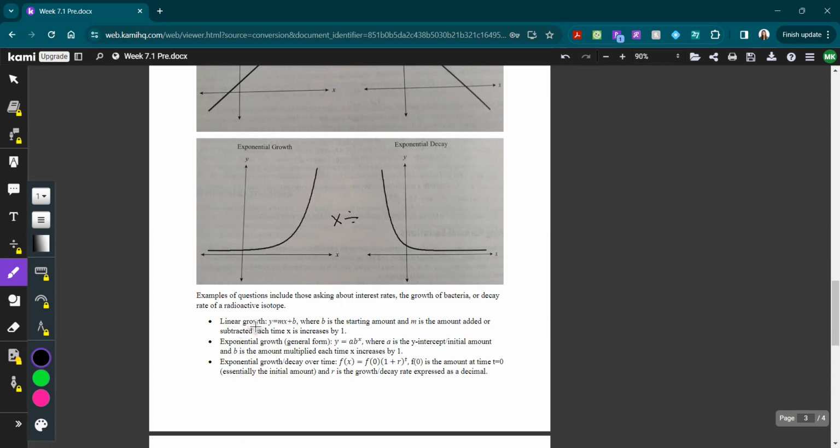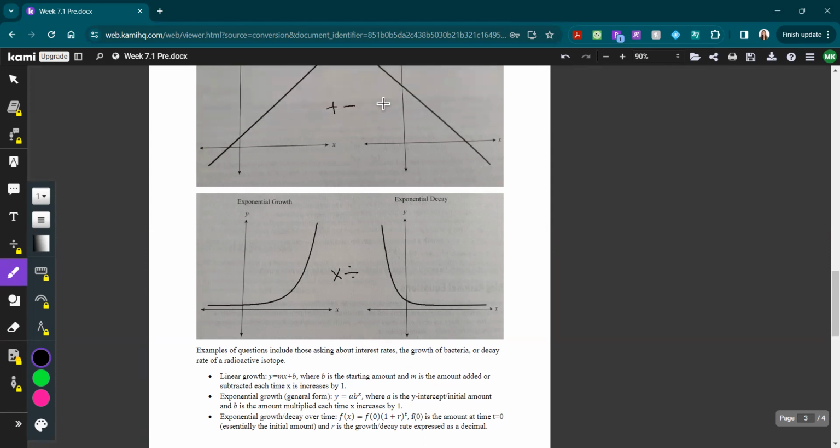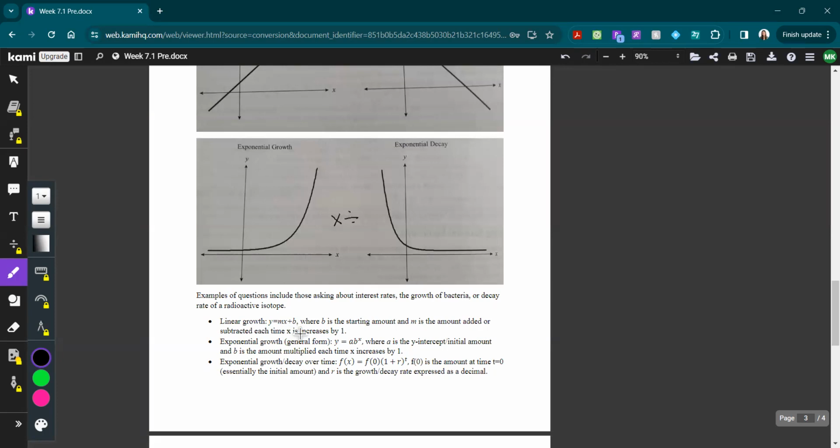So linear, it doesn't actually have to be linear growth. It's just any linear, straight line. You're generally given the equation of y equals mx plus b. If that rings a bell, that is the equation of a straight line, the slope-intercept form specifically, where b is the starting amount, aka the y-intercept, and m is the amount added or subtracted. See that? Added or subtracted. So the difference is plus or minus, as I said earlier, each time x is increased by 1. So linear, most important, it's a plus or minus difference.